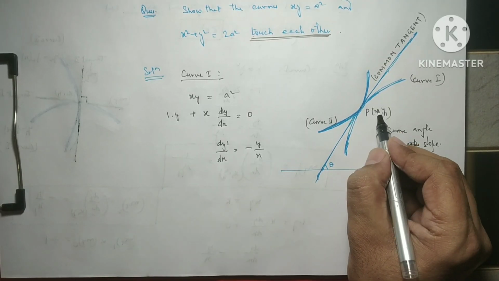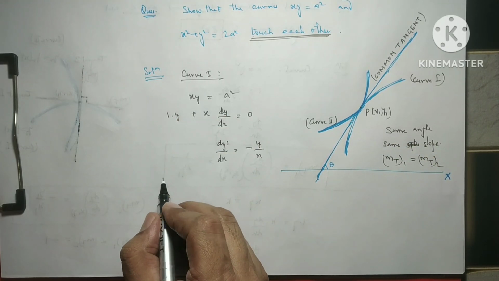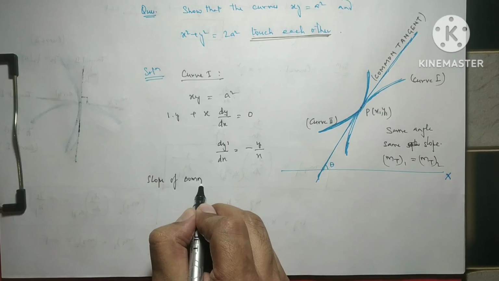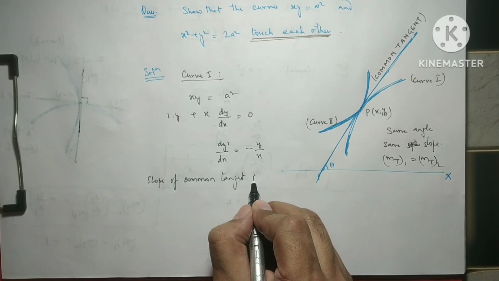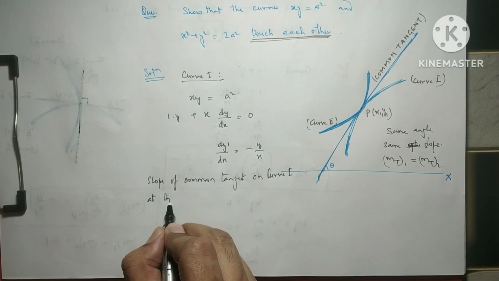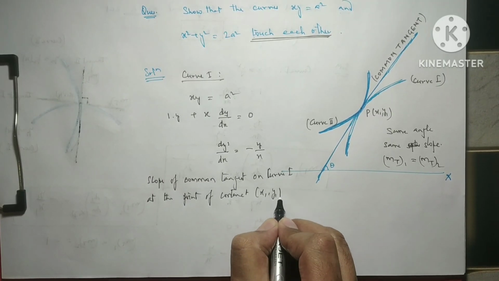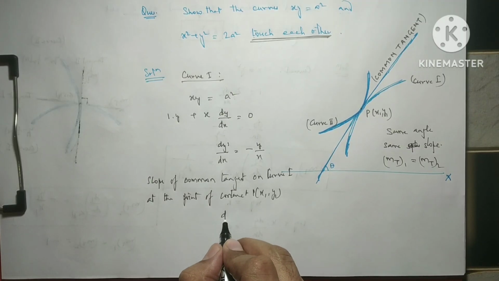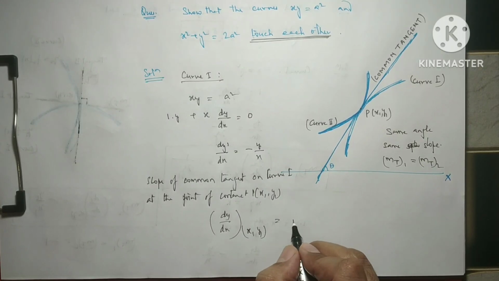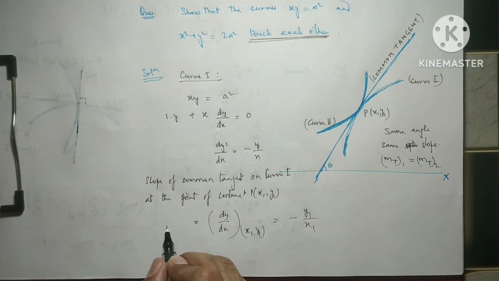On putting the common point of contact for this curve into this expression, this is the slope of the common tangent on curve 1 at the point of contact, x1 y1, or you can say point P. So dy over dx at x1 y1 will be minus y1 over x1, or simply minus y over x. So this is the slope 1.